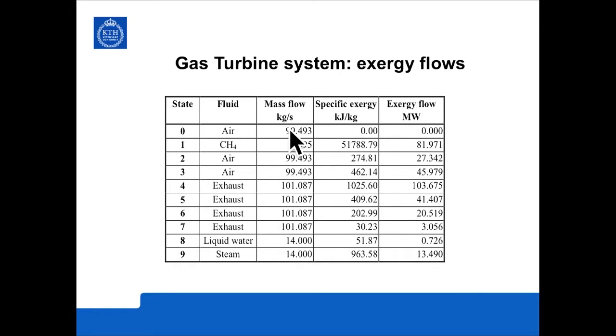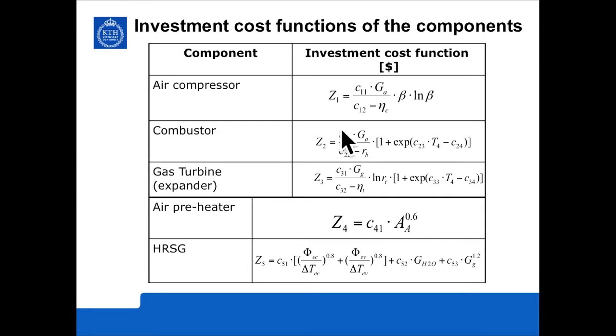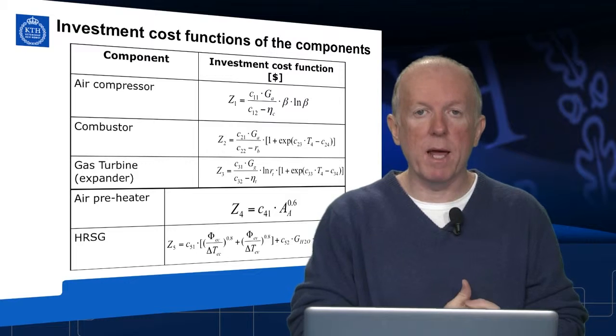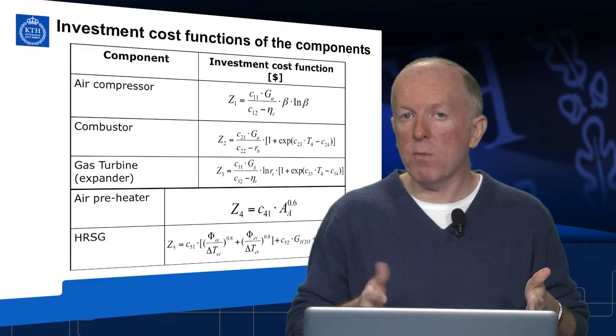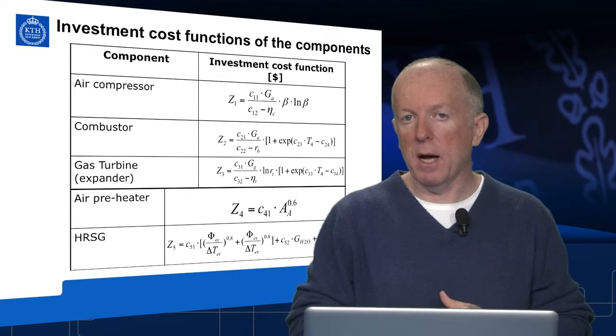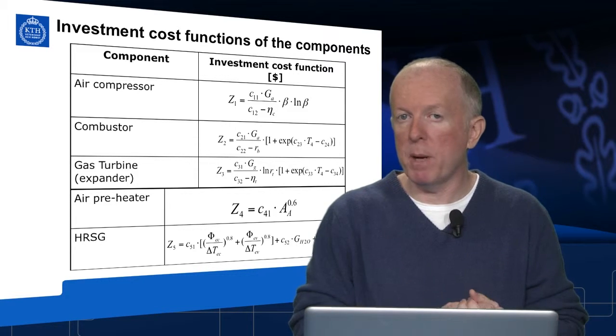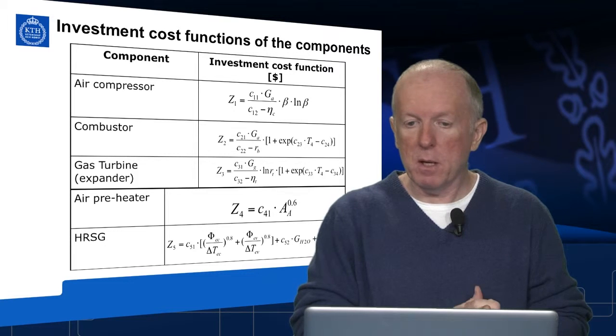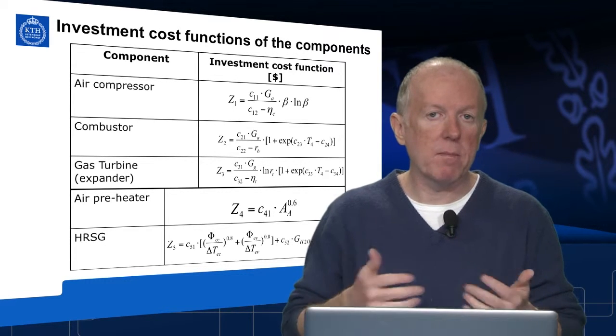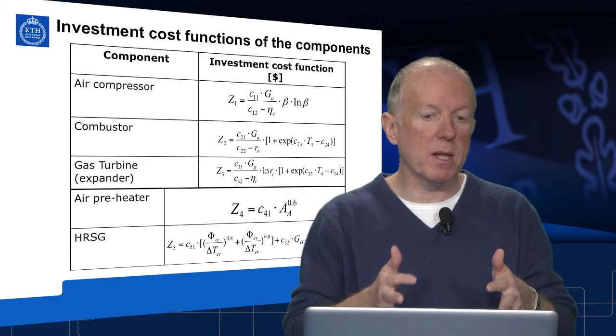So, the product between the mass flow and the specific exergy of the stream. Here I have listed, as we have already done previously in the previous module, in the classical optimization, the investment cost function of each component of the plant. So these are useful, I can say necessary, to calculate the cost of the component when you change a situation. So when you change the point of operation, when you change the design of the component.